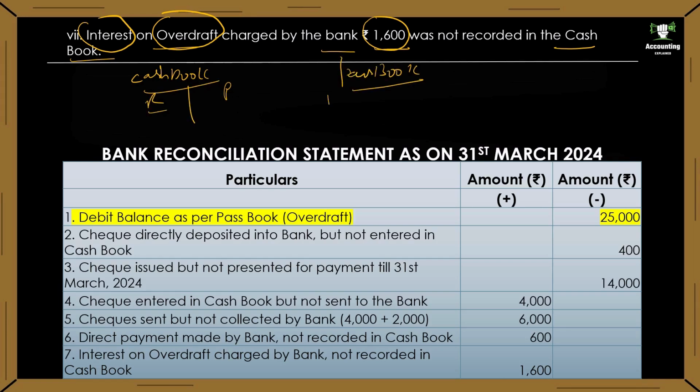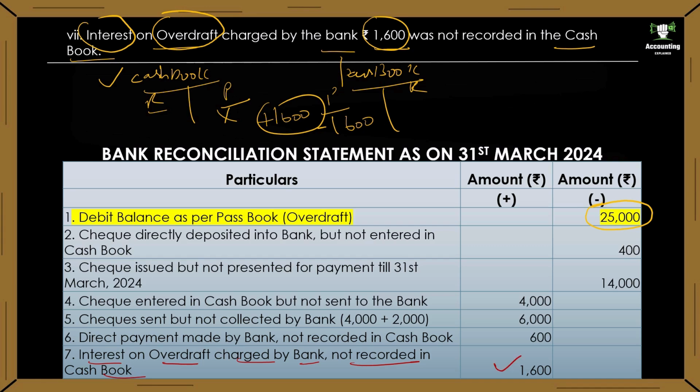receipts, payment, receipts. This 1,600 is recorded in the payments column as minus, but it is not recorded in the cash book. Only if we add this 1,600, we will be able to get the cash book balance correctly, because this 25,000 balance which we have includes a 1,600. If we take out the 1,600 only, we'll be able to get the cash book balance correctly. So see the point number 7 in the BRS. Interest on overdraft charged by bank not recorded in the cash book, rupees 1,600.